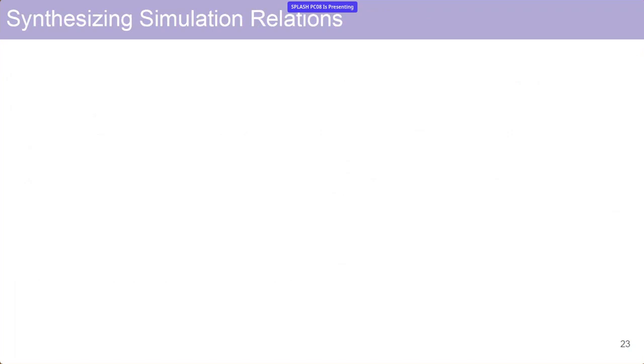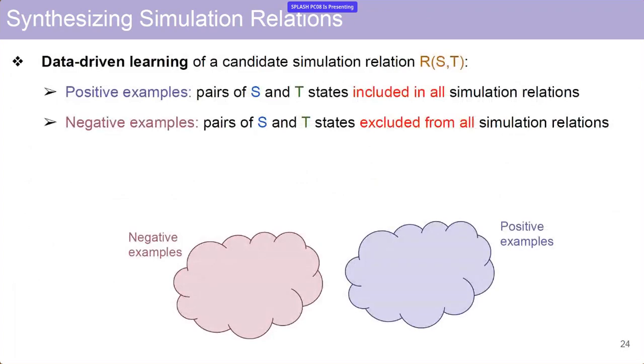Now, our work will be to synthesize this simulation relation. In particular, we are going to use data-driven learning, where we want to learn a candidate simulation relation that will separate between a set of positive examples, which are the pairs of states that are included in all simulation relations, and a set of negative examples that are the pairs of states that are excluded from all simulation relations.